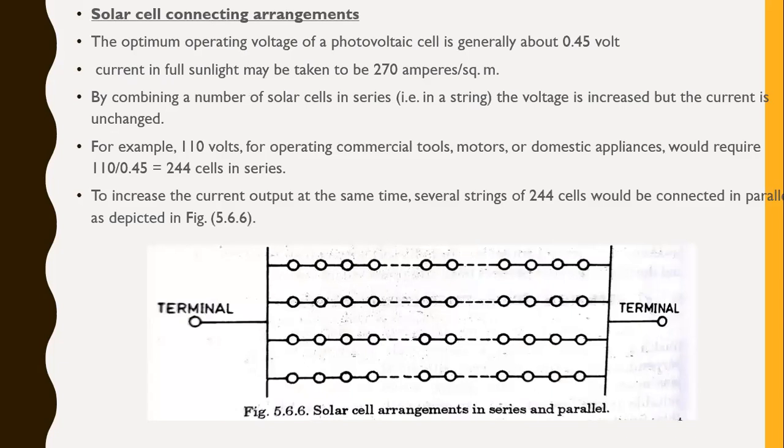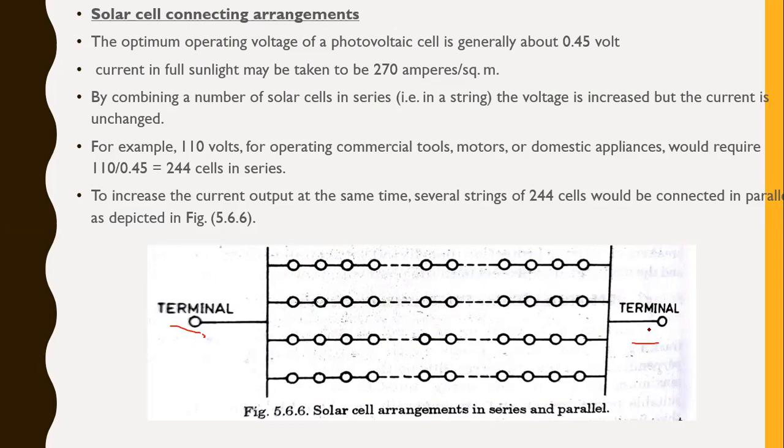Next topic is solar cell connecting arrangements. How these solar cells are connected in arrays, end to end, and how from these the energy is dissipated, we will see in this. If you see the diagram here, these cells are connected in parallel, and these parallel connections are brought out to terminals. This is the input, this is the output.